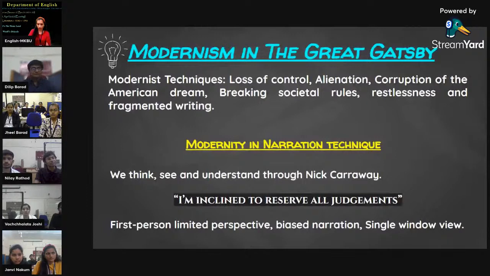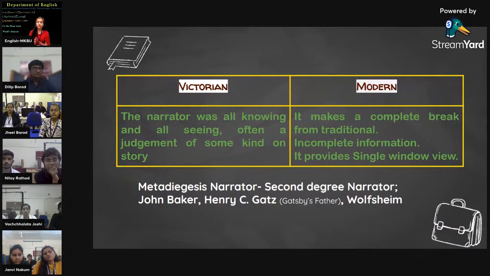The difference between traditional narration and modern narration is that in traditional novels, the narrator was an omniscient narrator, godlike, who knew everything about all the characters, all the situations, and the mindset of all the characters. While in the modern, this method of narration was completely broken. We get incomplete information if we don't question through different perspectives, and it provides only a single window view.